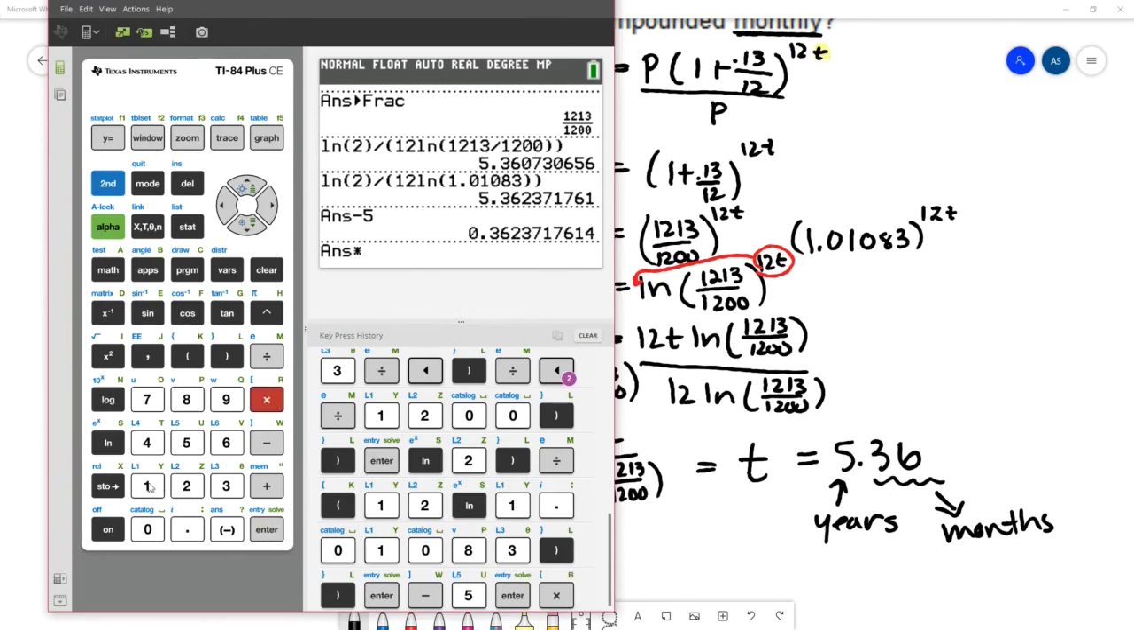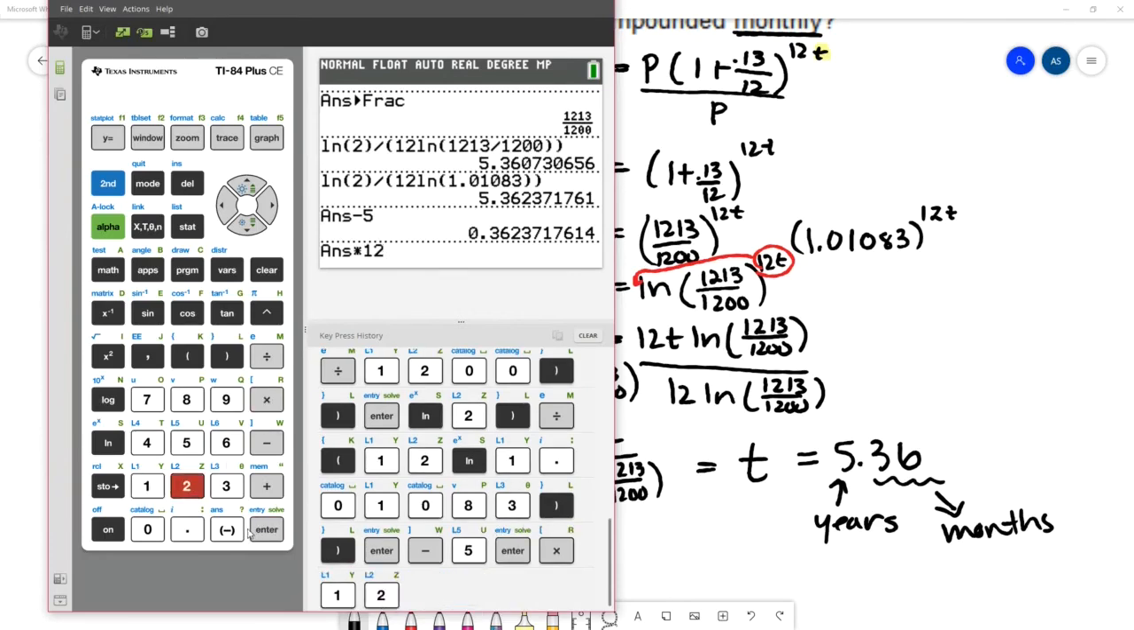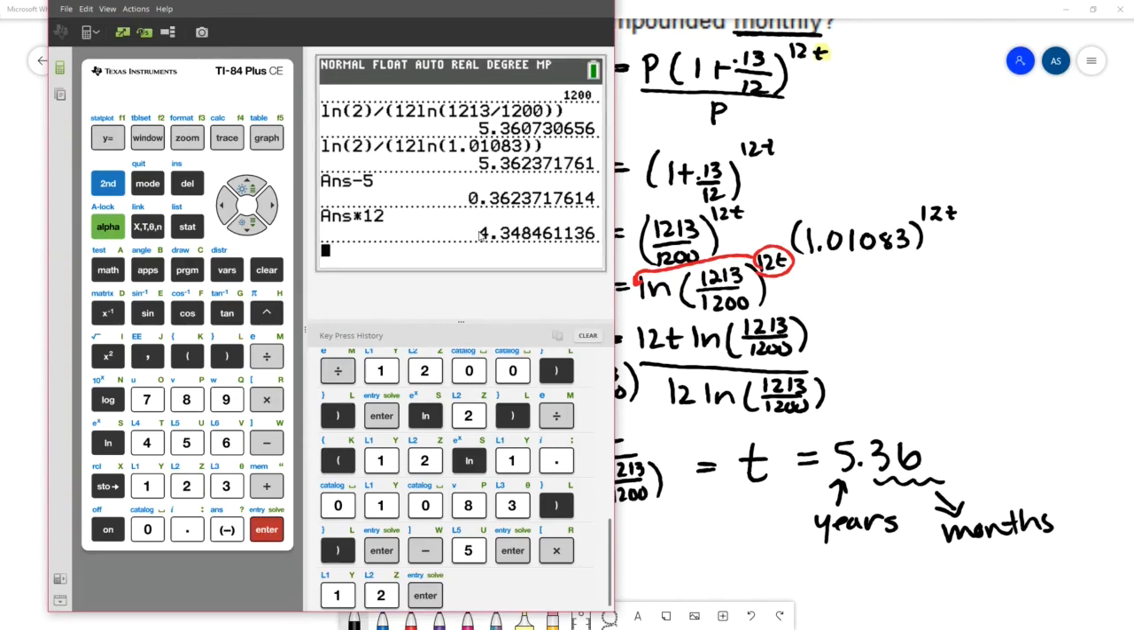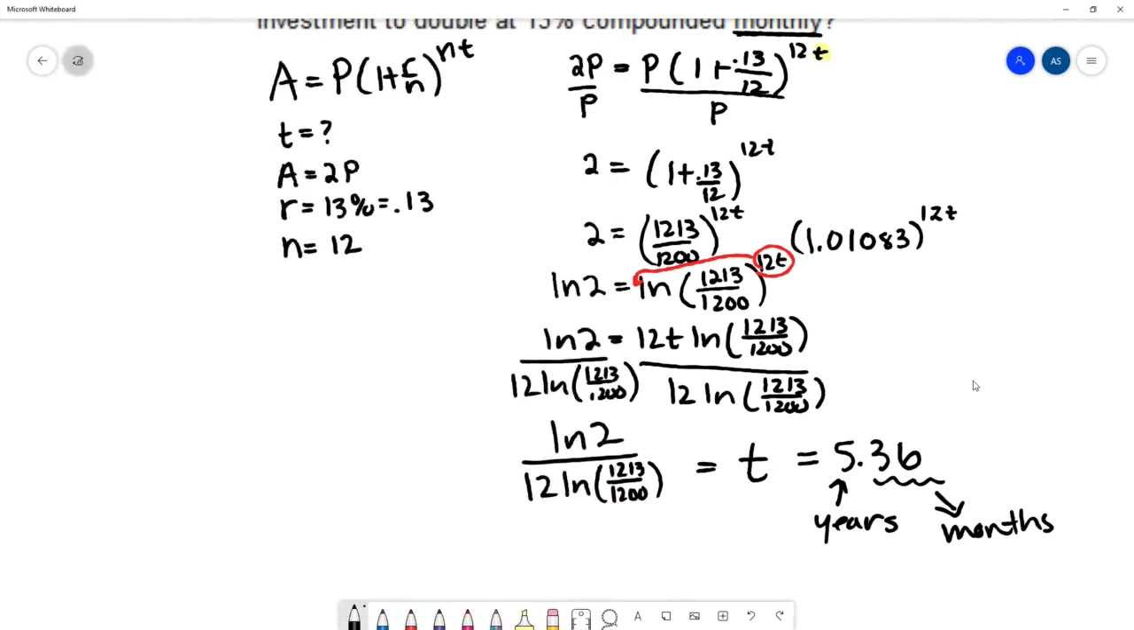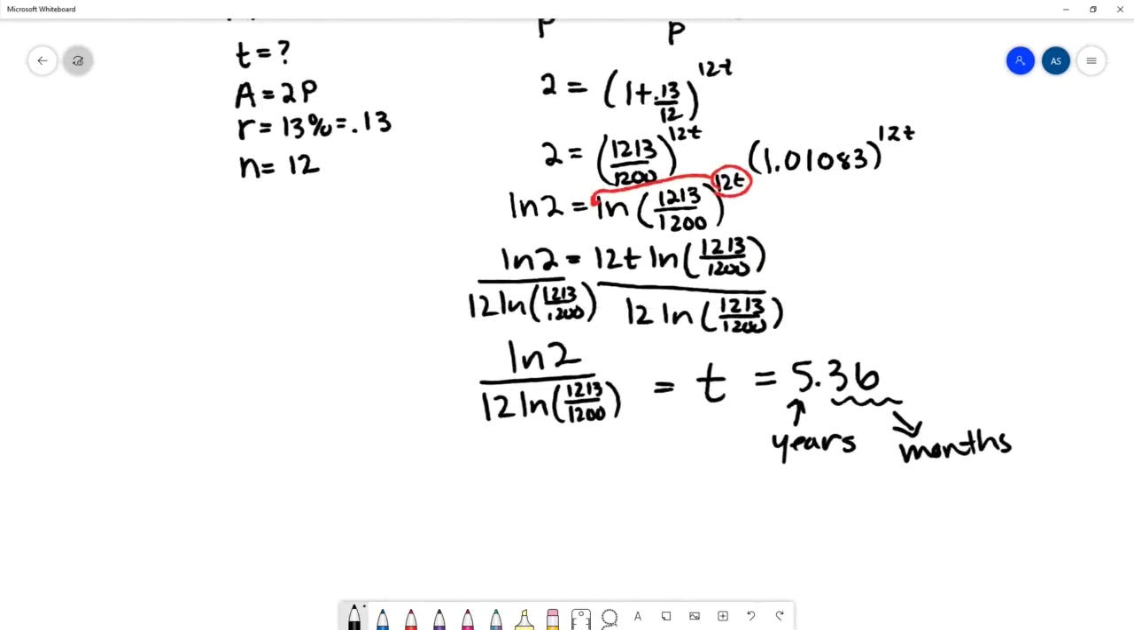Let's convert that to months. There are 12 months in a year, so that will be 4 months. That'll be 4 months, 5 years, and 4 months. So it'll take 5 years and 4 months.